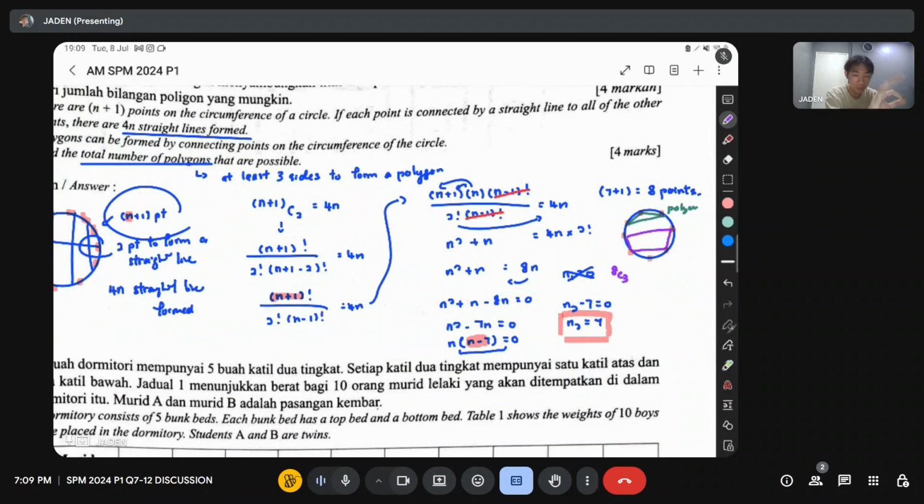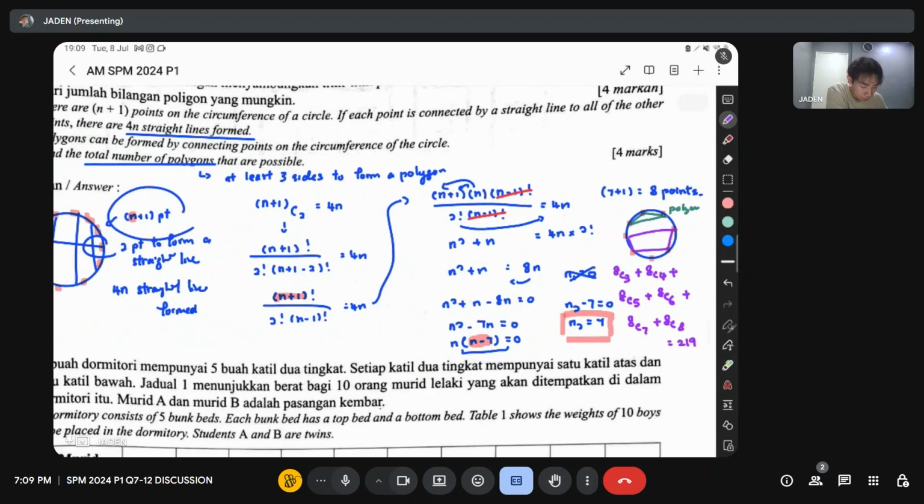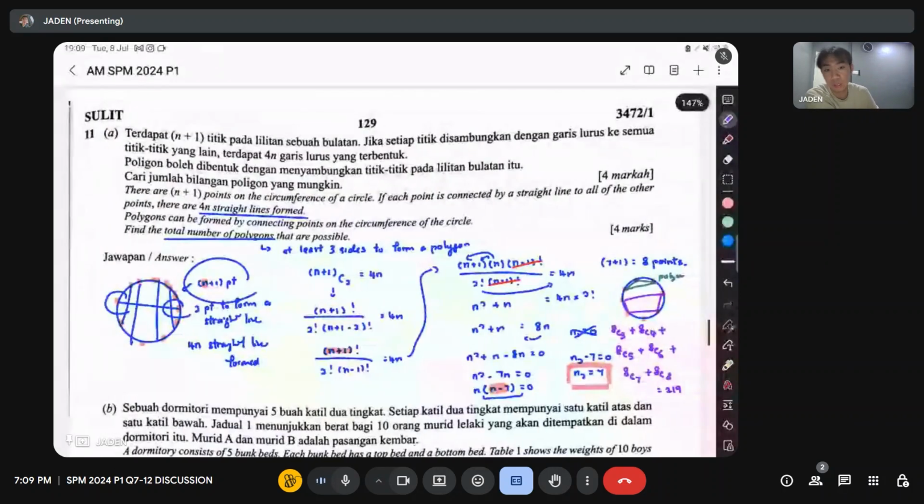8C3. I pick 3 points out of the 8. This will help me calculate the possible polygons for 3 points connecting and forming a polygon. And then plus 8C4, plus 8C5, plus 8C6, plus 8C7, and plus 8C8. By adding up all these possible 8C3 all the way to 8C8, you will get the final answer, 219 polygons. That is your question 11A.